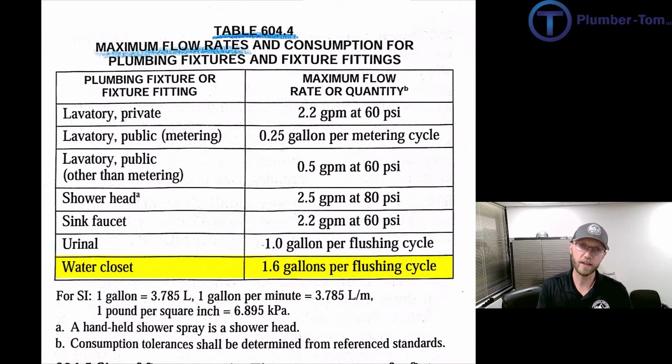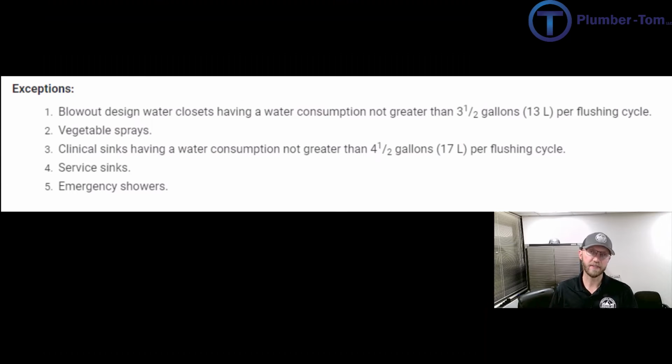This is where in code we are limited to how much water we can use per flush. Now a lot of toilets are going to 1.28 gallon per flush cycle. That's great, as long as they can get the job done and wash the bowl. But 1.6 is the max. Now 604.4 does give us a list of exceptions where you look at the fixture and say, you know, we probably need a little more water to get the job done. Exceptions including a blow down design water closets, the ones that used to use 3.5 gallons per flush. Vegetable sprays, probably going to use a little more water. Clinical sinks, they say, 4.5 gallons. Service sinks and emergency showers. These we may have higher volumes because we need it.